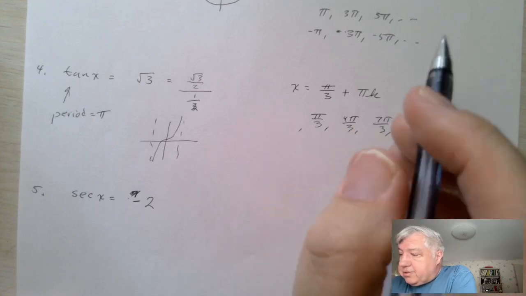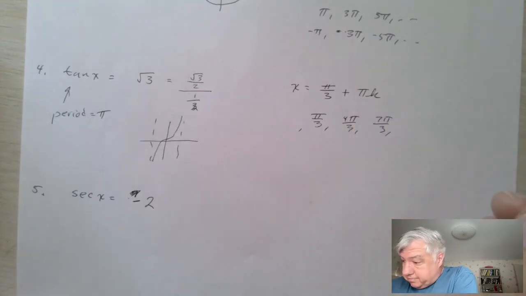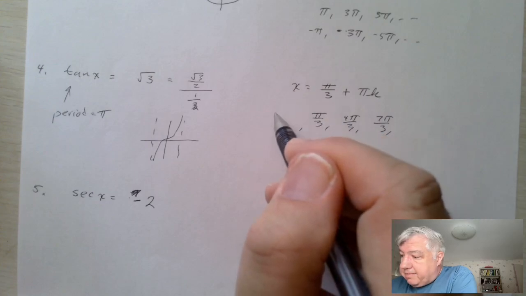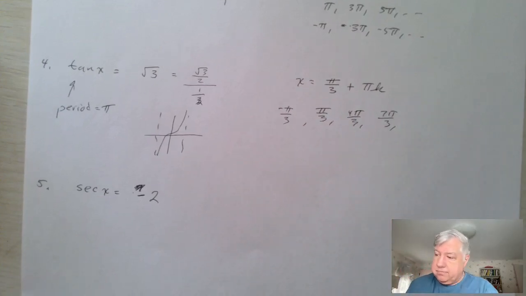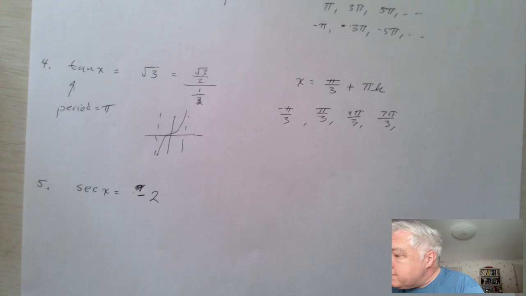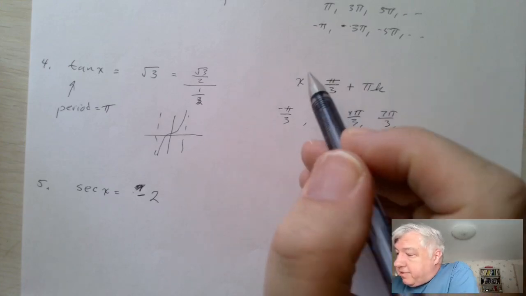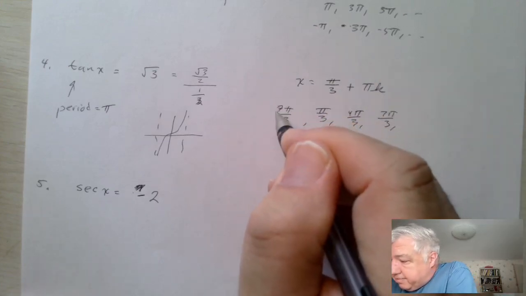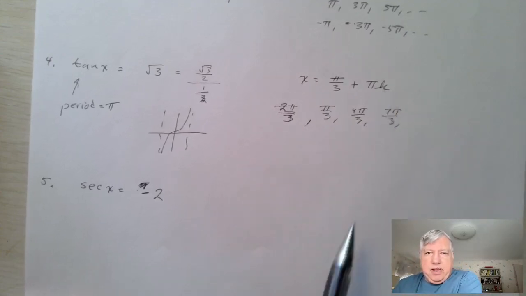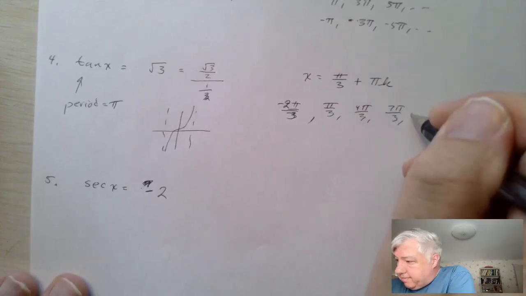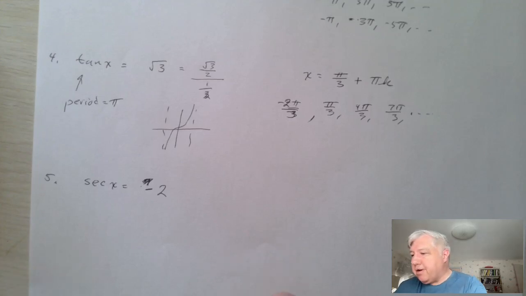Of course, you also get negative pi over 3 and so on, like that. Actually, not negative pi over 3. It would be negative 2 pi over 3. Sorry. And so on, when k equals -1. So there are some solutions there.